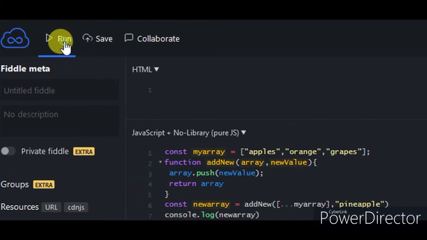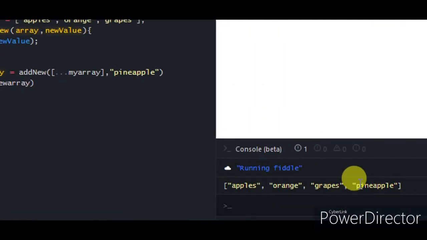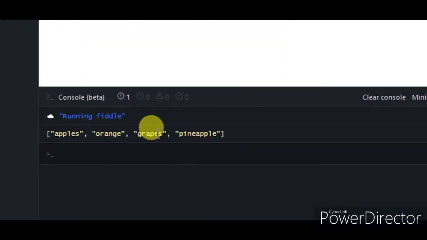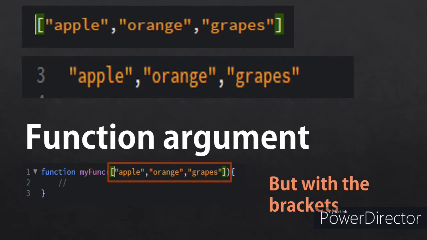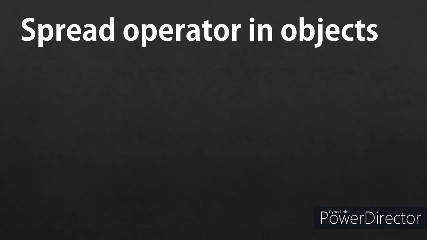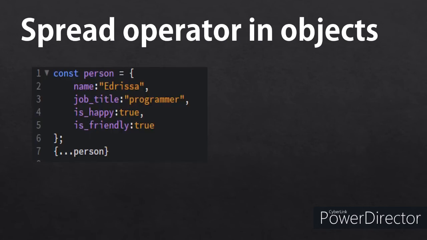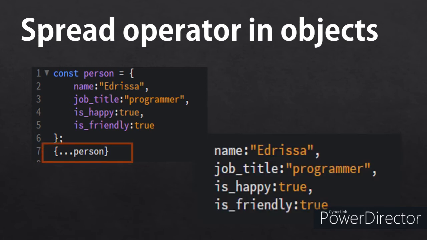So let's go ahead and run it, and then let's look at the result. We can see that pineapple has been added, and we have tested out using the spread operator in a function's argument. The spread operator can be used with objects as well as other collections we will get to later. In objects, it does the same thing as in arrays. It simply copies the original object and returns a bland, sort of unfinished object that looks like this, ready to be manipulated in the ways we choose.